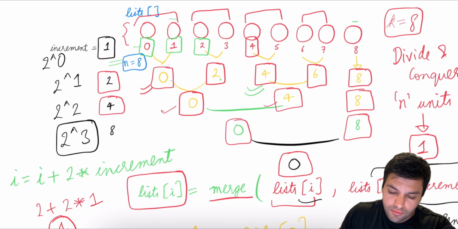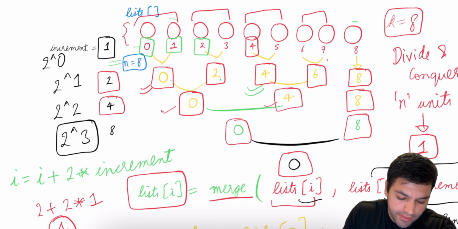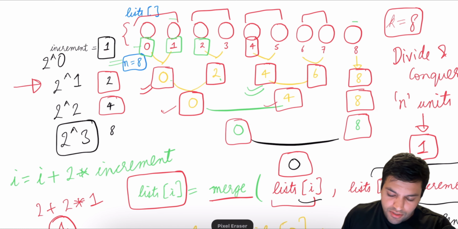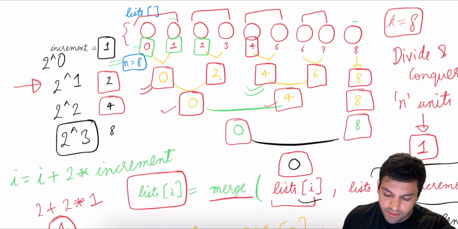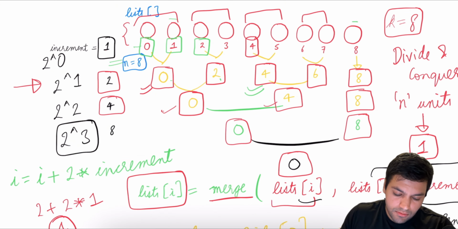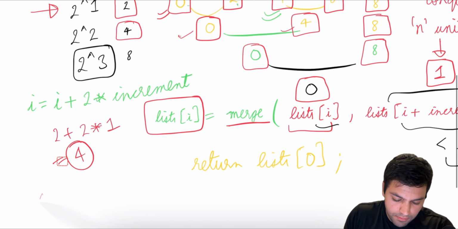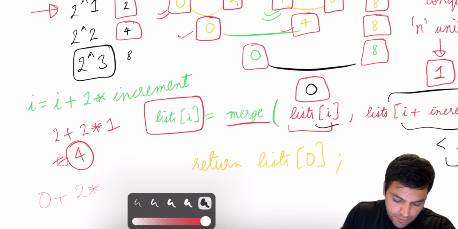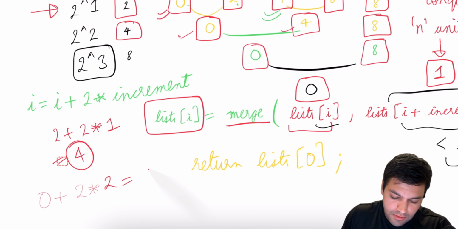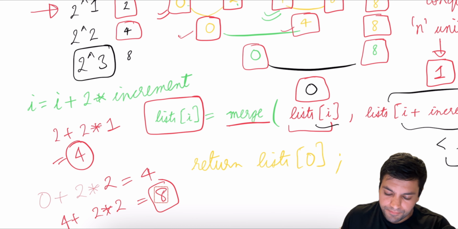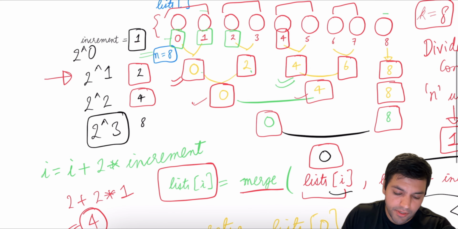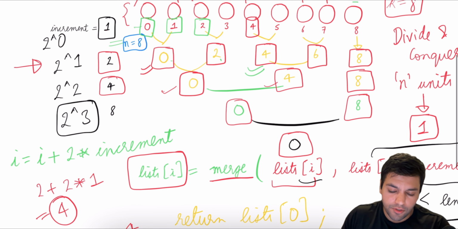And for my next level, I is initially 0 and my increment is equal to 2 now. So I would be equal to 0 plus 2 times 2, and it would be equal to 4. And then next it would be 4 plus 2 times 2, which would be equal to 8. And I can increment my increment variable by just multiplying it by 2.